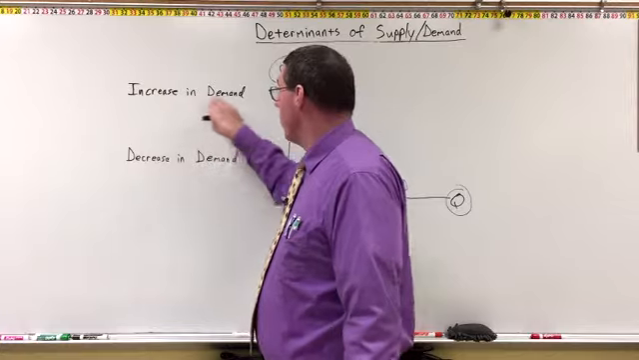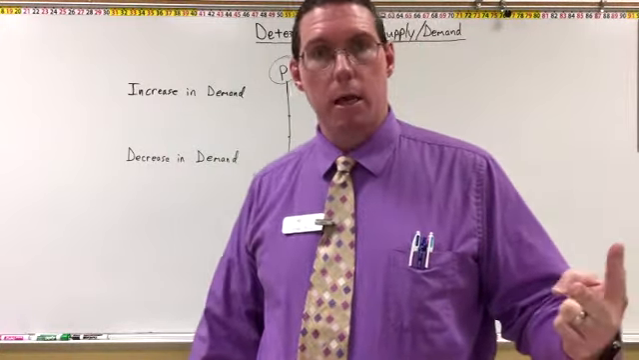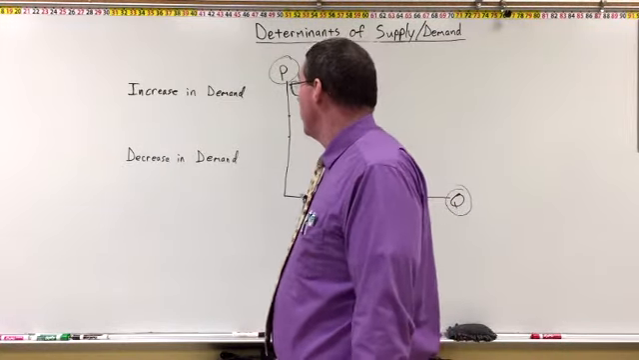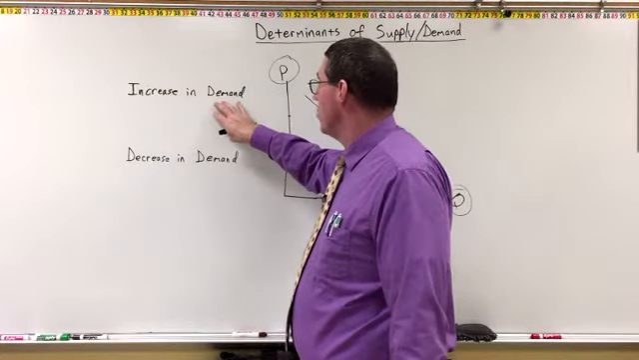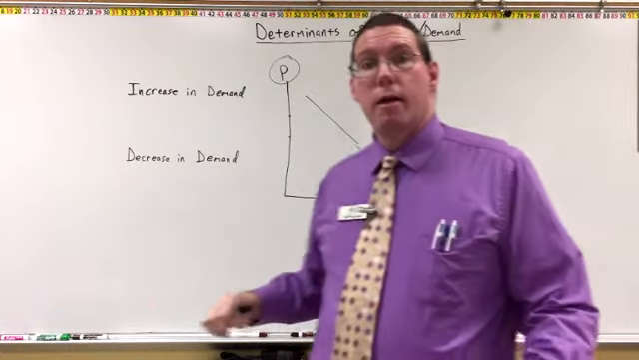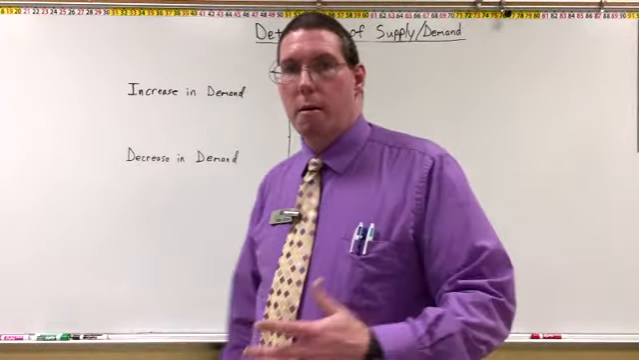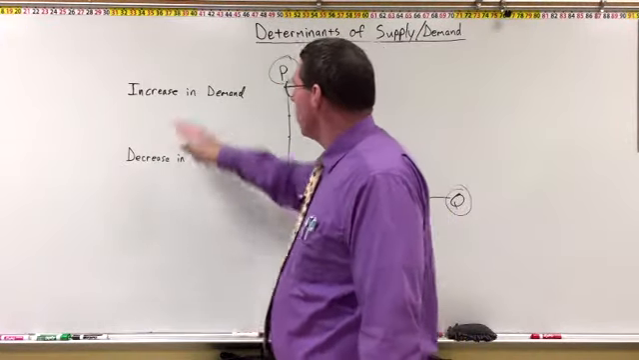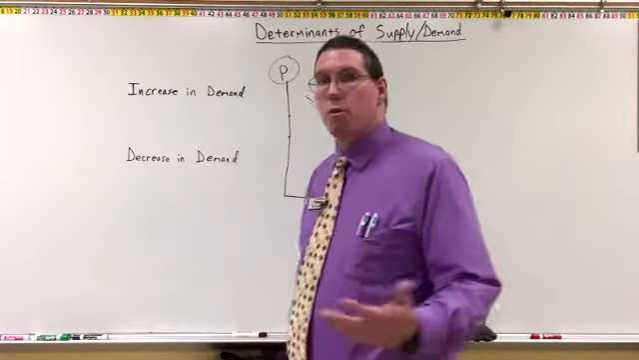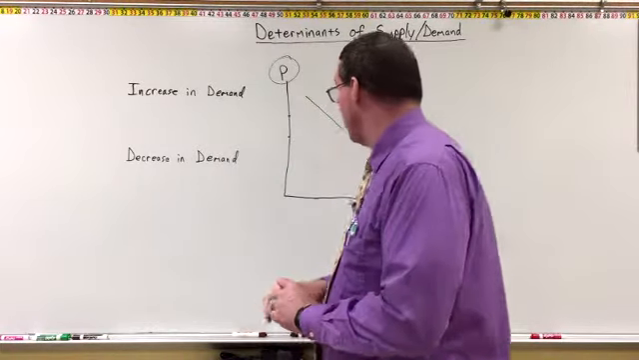And so an increase in demand would be either an increase in the willingness or an increase in the ability to buy a product. Usually it's both. It's an increase in the ability and the willingness. But with many of these determinants of supply and demand, they'll usually focus on the willingness more or the ability more, and I'll point that out to you. So an increase in demand means that the willingness and ability have gone up. A decrease in demand means the willingness and ability to buy have gone down. And this should make a lot of sense to you.